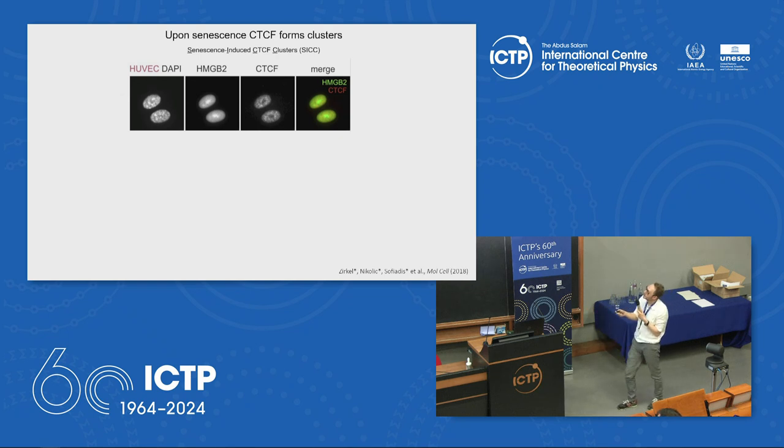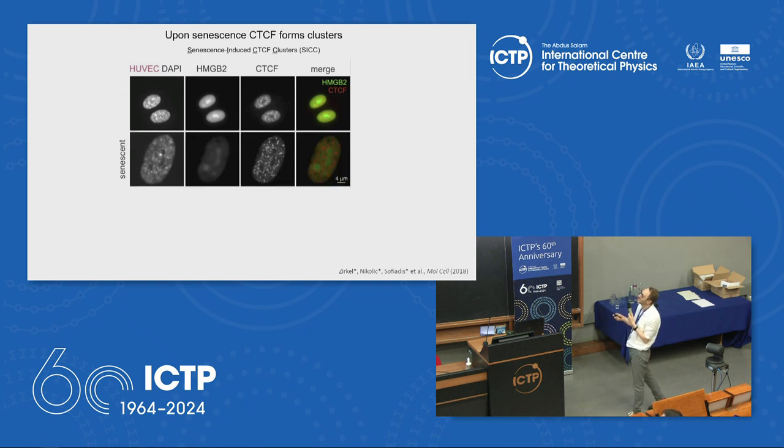What they observe in the lab of Akis Papantonis is that upon senescence, so this is the normal case in which you see cells, a nucleus with this CTCF protein again, and this other protein called HMGB2 that is believed to be important in senescence. So what they observed is that upon senescence, CTCF forms these clusters. And this protein, HMGB2, disappears.